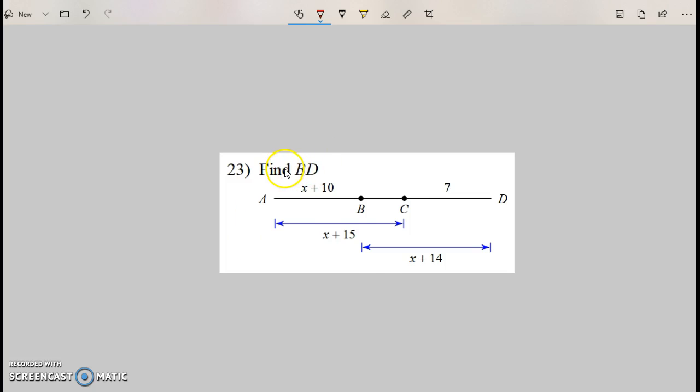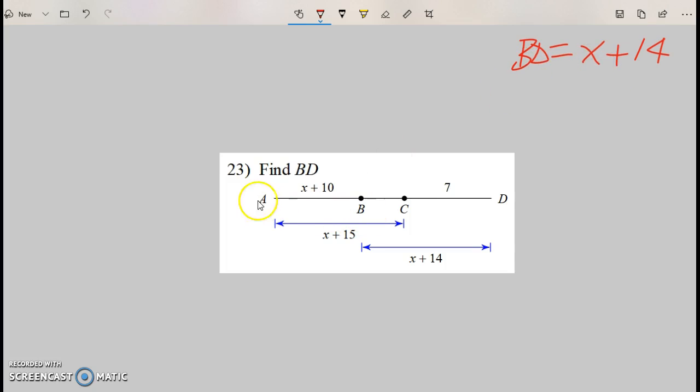So here we're asked to find BD. BD is this segment X, so let's write it here. So BD is equal to X plus 14, and so once we find the value of X, we come here and substitute, and then we find BD.